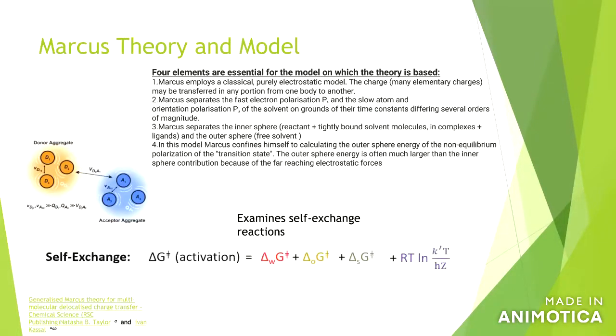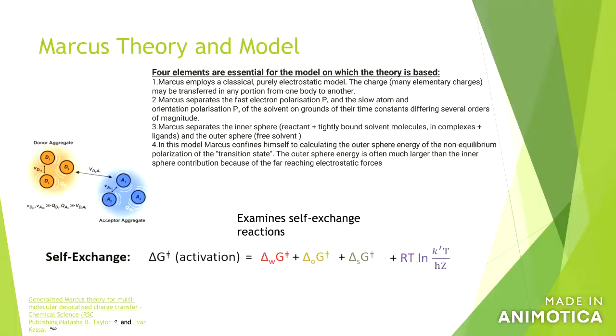In the Marcus model, it examines the self-exchange reaction, the delta double dagger. The delta double dagger activation equation includes delta WG double dagger, which is the species brought together to form the encounter complex, plus delta OG double dagger, which is the bond distance change, plus delta SG double dagger, which is the solvation sphere rearrangement, plus the collision frequency contribution.